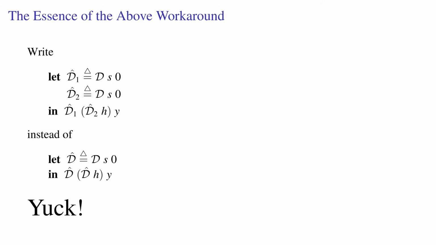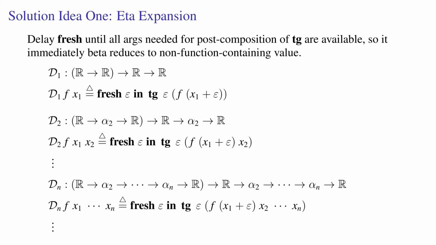We want programmers to just take derivatives and get the right answer and not have to worry about what's under the hood. So here's an idea for accomplishing this more transparently. We could use eta expansion. We would delay the fresh until all the arguments needed for post-composition of tangent are available, so it immediately beta reduces to a non-function containing value. So we'd have separate versions of d for scalar functions, binary curried functions, etc.